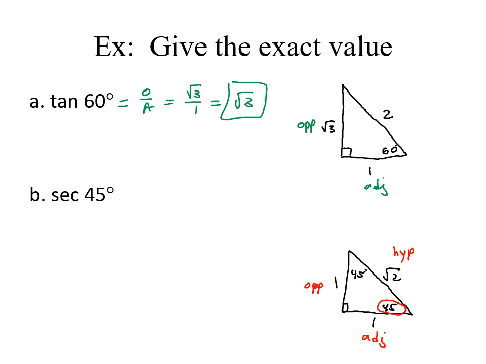Secant is what you get when you flip over cosine. So what I would do is take the cosine of that triangle and then flip it over before I wrote it down. Cosine is the adjacent over the hypotenuse, so we're actually doing the hypotenuse over the adjacent. So the hypotenuse is root 2. The adjacent is 1, so I just get square root of 2 for my answer for the secant of 45 degrees.